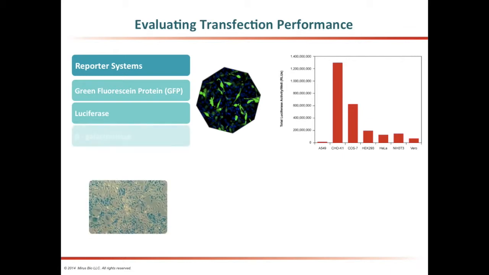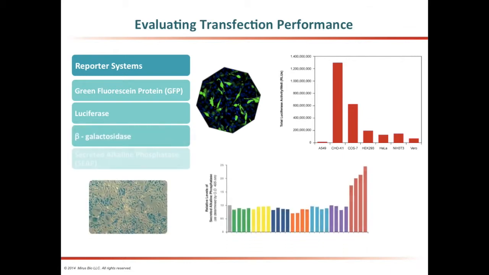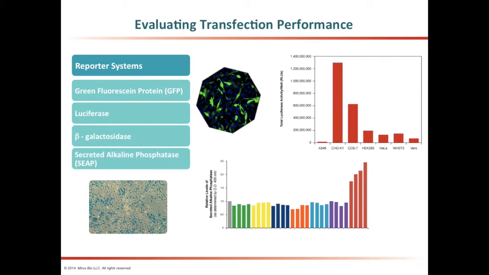A few others worth mentioning are beta-galactosidase and secreted alkaline phosphatase, or SEAP. Beta-gal gives a convenient way to qualitatively assess performance using the chromogenic substrate X-gal without the need for a fluorescence microscope. SEAP is useful if you desire a secreted reporter. If you're doing large batch cultures, such as would be used in protein manufacturing, this method only requires sampling the supernatant. You do not have to lyse all of the cells.